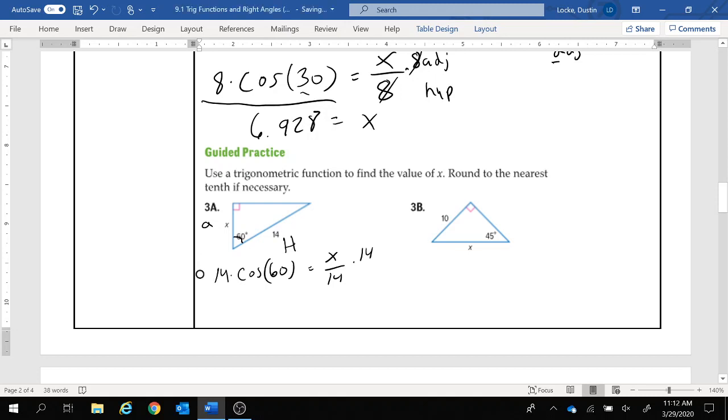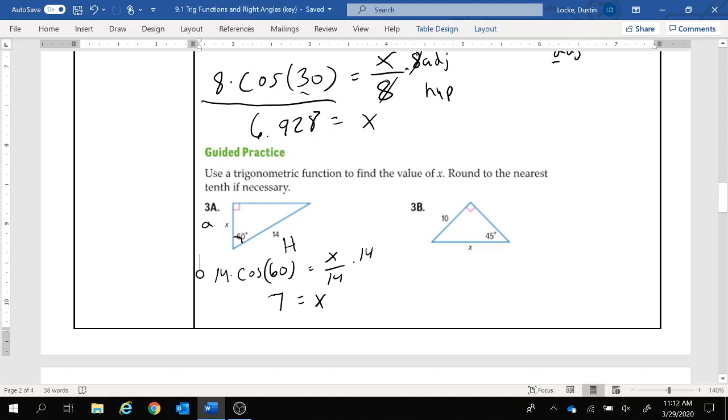Okay. Type that into your calculator, so you do 14 times cosine of 60, and that answer is going to give you 7. So it's actually an exact answer, which is nice, and this is because it's another special type of triangle. It's a 30, 60, 90 triangle. That would be a 7.